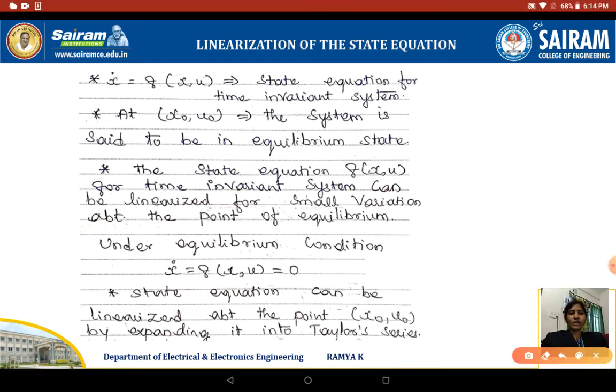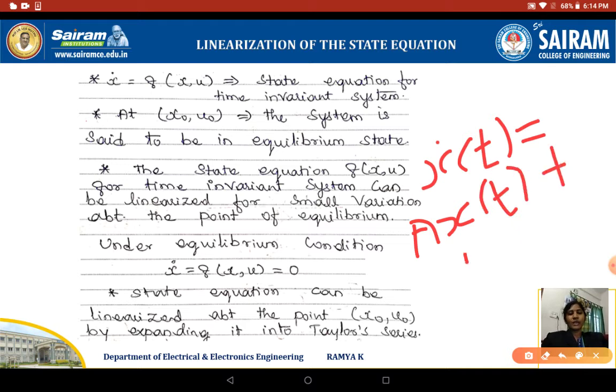So we know that our state equation, x dot of t, is always represented using a first order differential equation. So x dot of t is equal to A x of t plus B u of t. In this, x of t represents your state variable, u of t represents your input variable, A and B are your matrices, and x dot of t is your state equation representation.